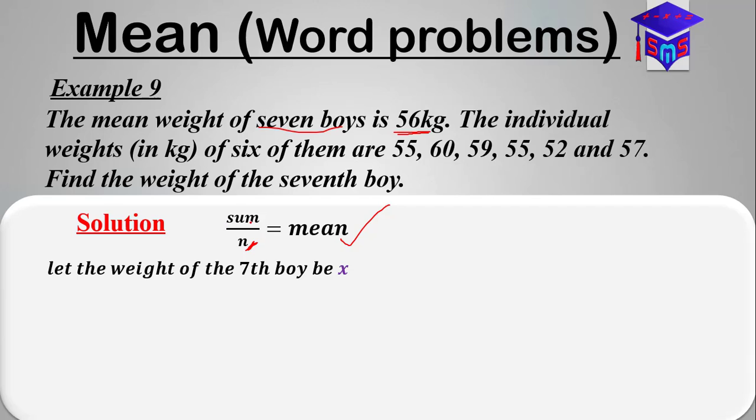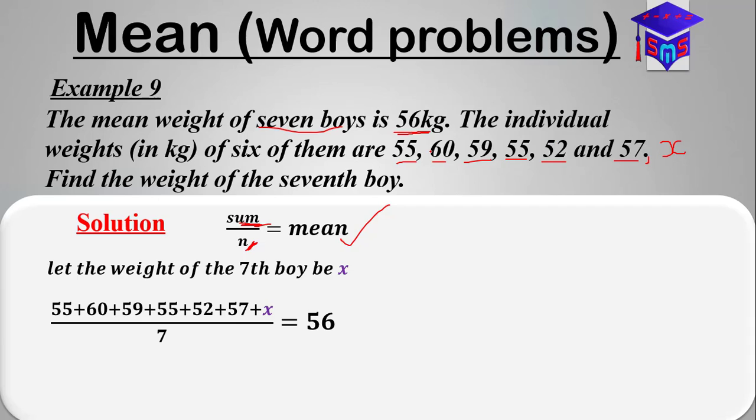Alright, so we are left with the sum. What is the sum going to be? The sum is going to be the addition of the weights we have over here, plus the weight of the 7th boy, which we don't know, so we let it be x. So when you sum the weights of the 6 boys, plus the 7th boy, the one that is unknown, and divide by 7, that should be equal to the mean weight of the 7 boys, which was given in the question. Alright, so when you add all the values we have over here, I suppose you'll be getting 338 plus x, all over 7, and that should be equal to 56.